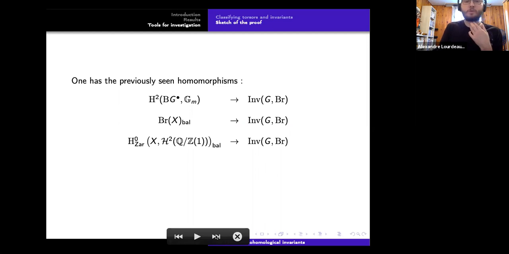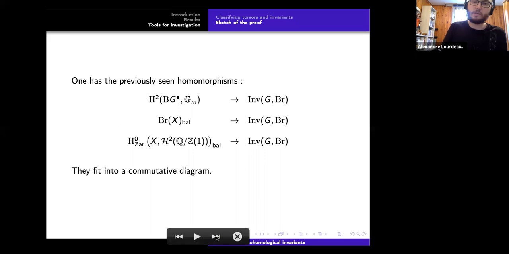And so at these points, we have three morphisms into the group of Brauer invariants of G. So first, the cohomology of the simplicial classifying space BG point. Then from the balanced subgroup of Brauer of X. Here X is the same as before, so this is just GLN over G. And the same for this group.